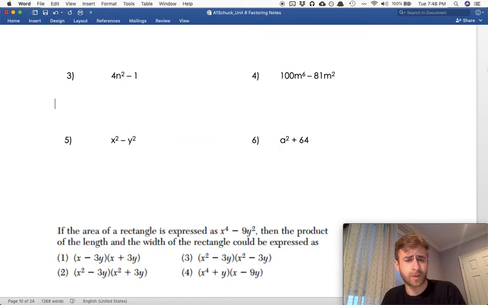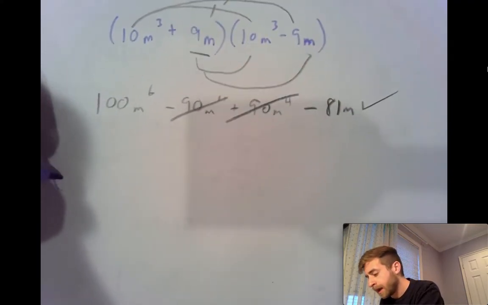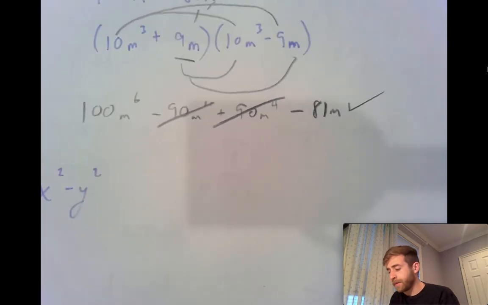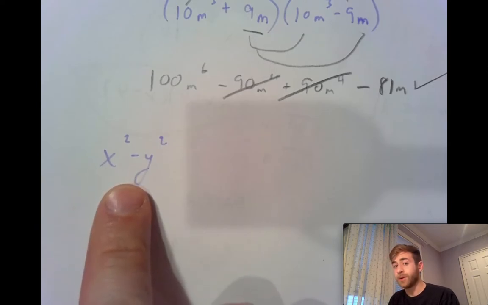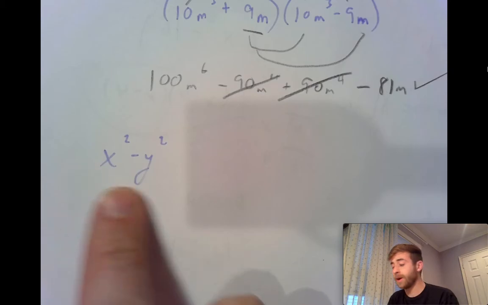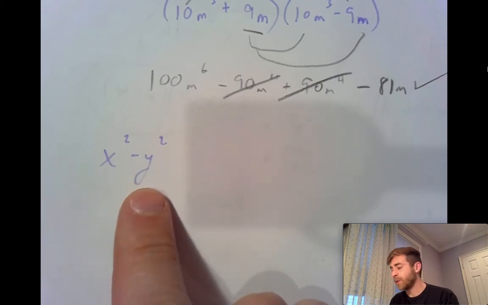X squared minus y squared and a squared. All right, so we've got x squared minus y squared. Okay, so it's two terms. I'm getting the difference between the two of them, and they're both perfect squares. X squared is a perfect square. The square root of it is x. And y squared is a perfect square. The square root of that is y.